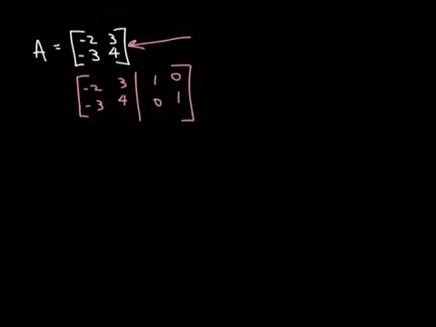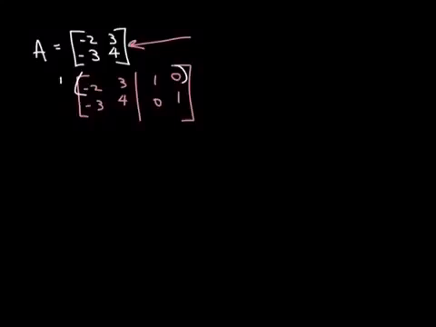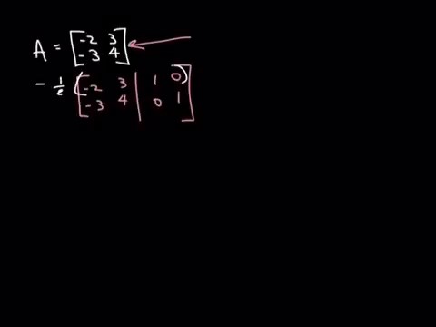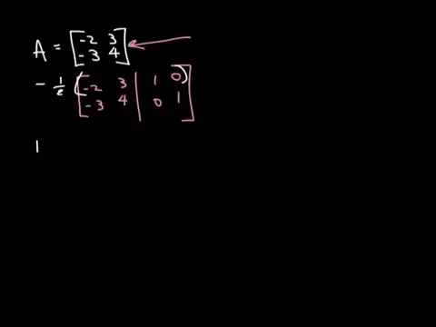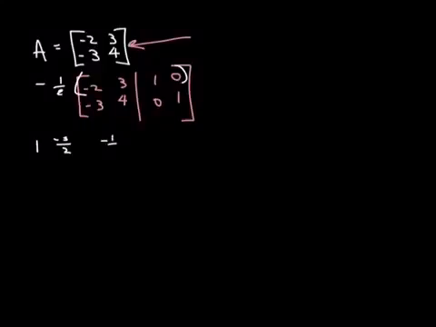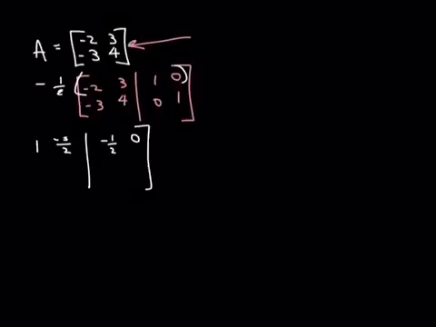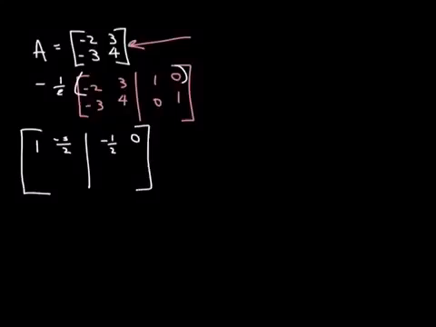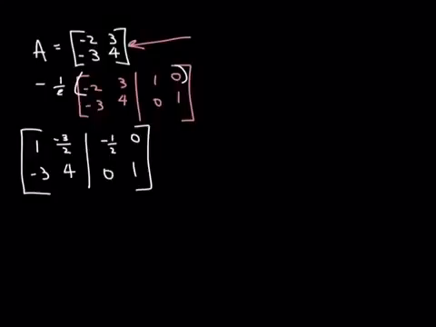Let's multiply this top row by negative 1/2. And when we do that, we get a positive 1, a negative 3/2, a negative 1/2, and a 0. And the bottom stays the same. Okay?